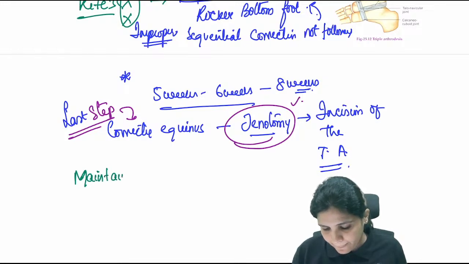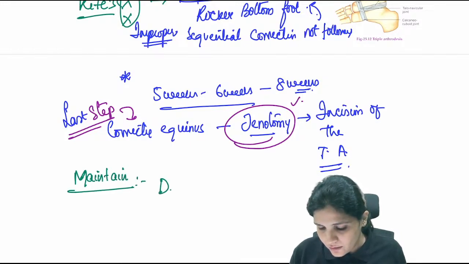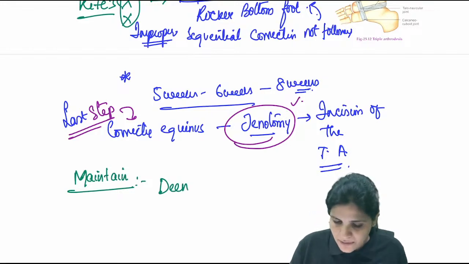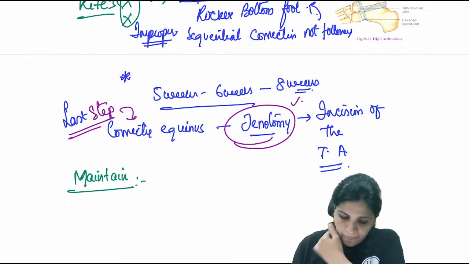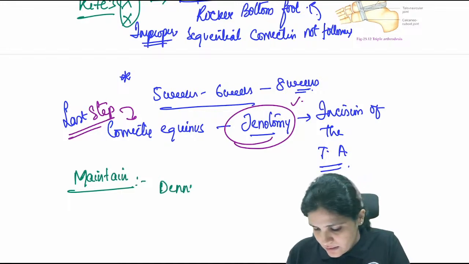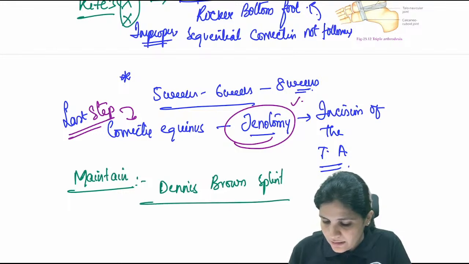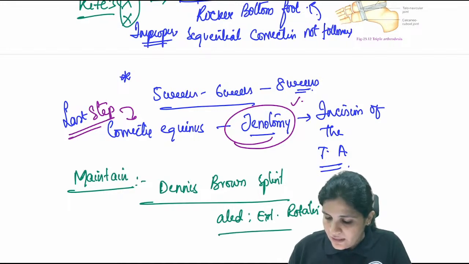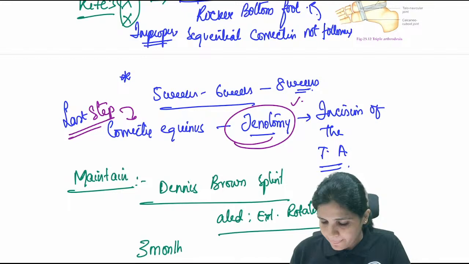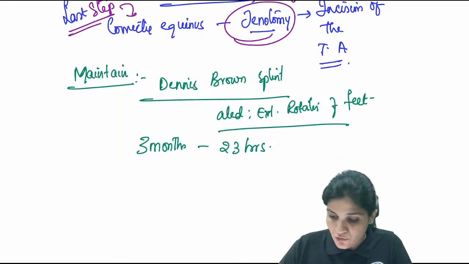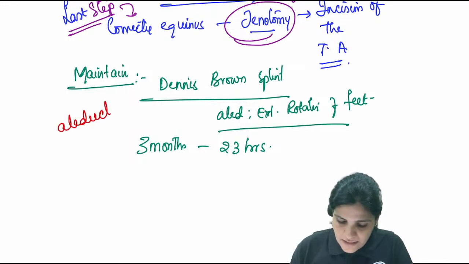You maintain it by your Denis Browne splint. Very, very important. Here again you keep the feet in abduction and external rotation, and for the first 3 months the patient has to wear it for 23 hours. Yes, it is also called the abduction foot orthosis.